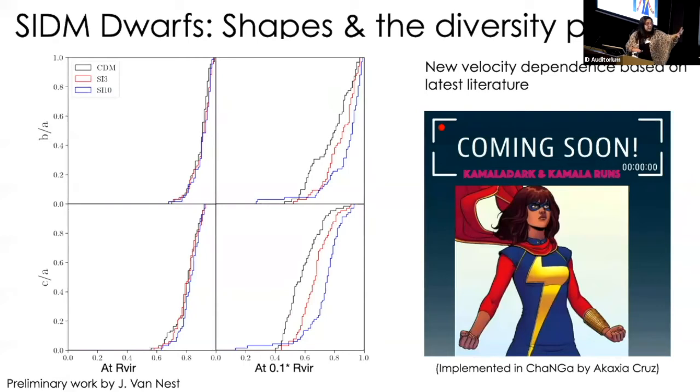And so I wanted to advertise that we are running a series of runs, some of which are a subsample of Marvel and some of which will be brand new runs with this velocity dependent cross section, which will be for the dark matter only runs, the Kamala dark runs, and then with baryons, the Kamala runs, keeping in light of our theme of women superheroes with also a nod to our first woman vice president.